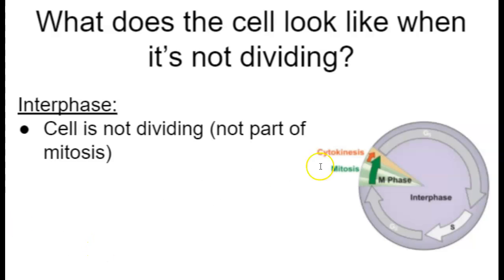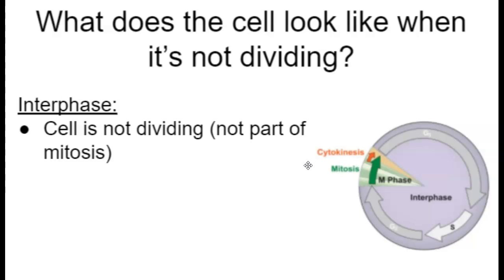You'll see on the right-hand side, this whole purplish gray area is interphase. So if this is a pie chart showing us how much time the cell spends dividing, you'll notice it doesn't spend very much time dividing. Interphase is when it's not dividing. That's a lot of time. And this green arrow is showing us mitosis, which is when it is dividing. So most of the time, cells are going to be not dividing.